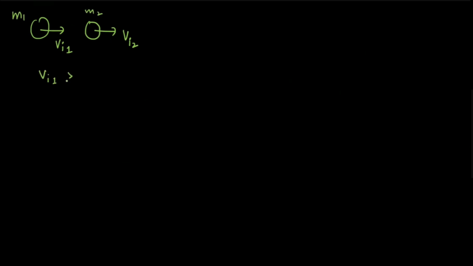One important thing that we have to talk about is the ratios of velocity after collision and before collision. Let me assume that initially the particles were moving with some velocity v initial 1 and v initial 2 in the same direction. In order for a collision to take place, v initial 1 must be greater than v initial 2. That is the only case when collision can happen.